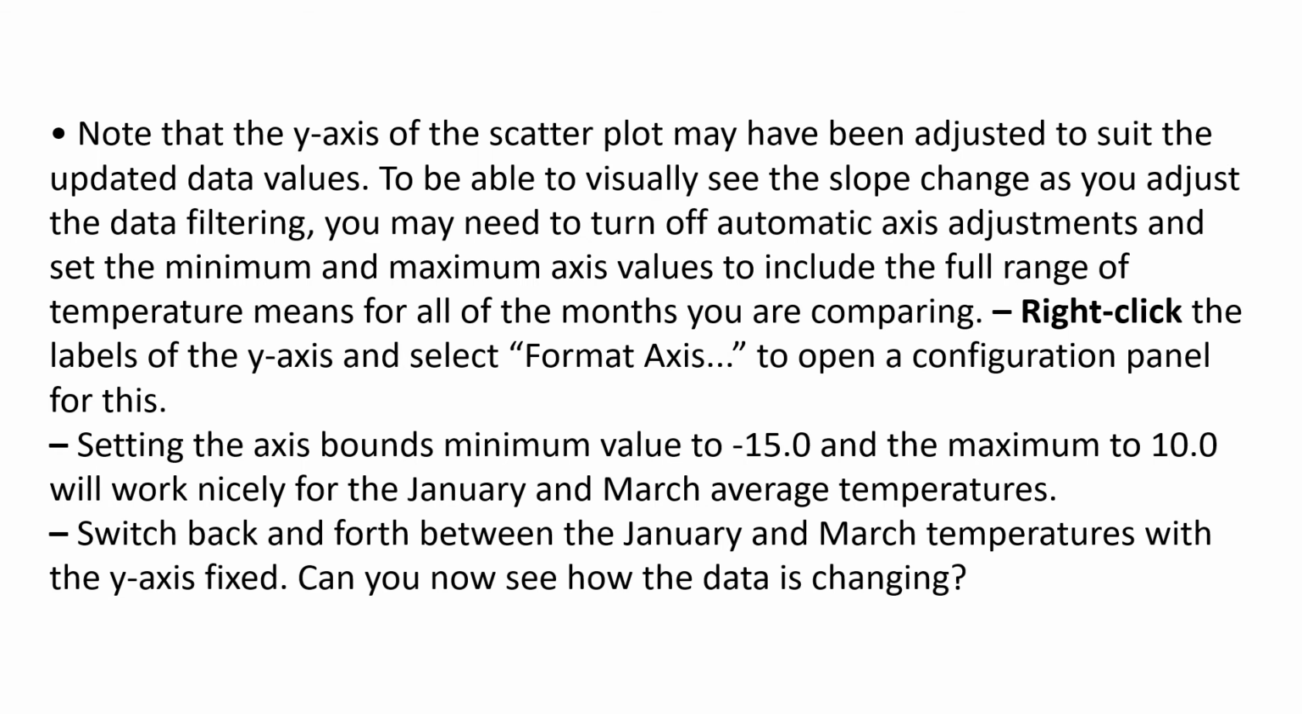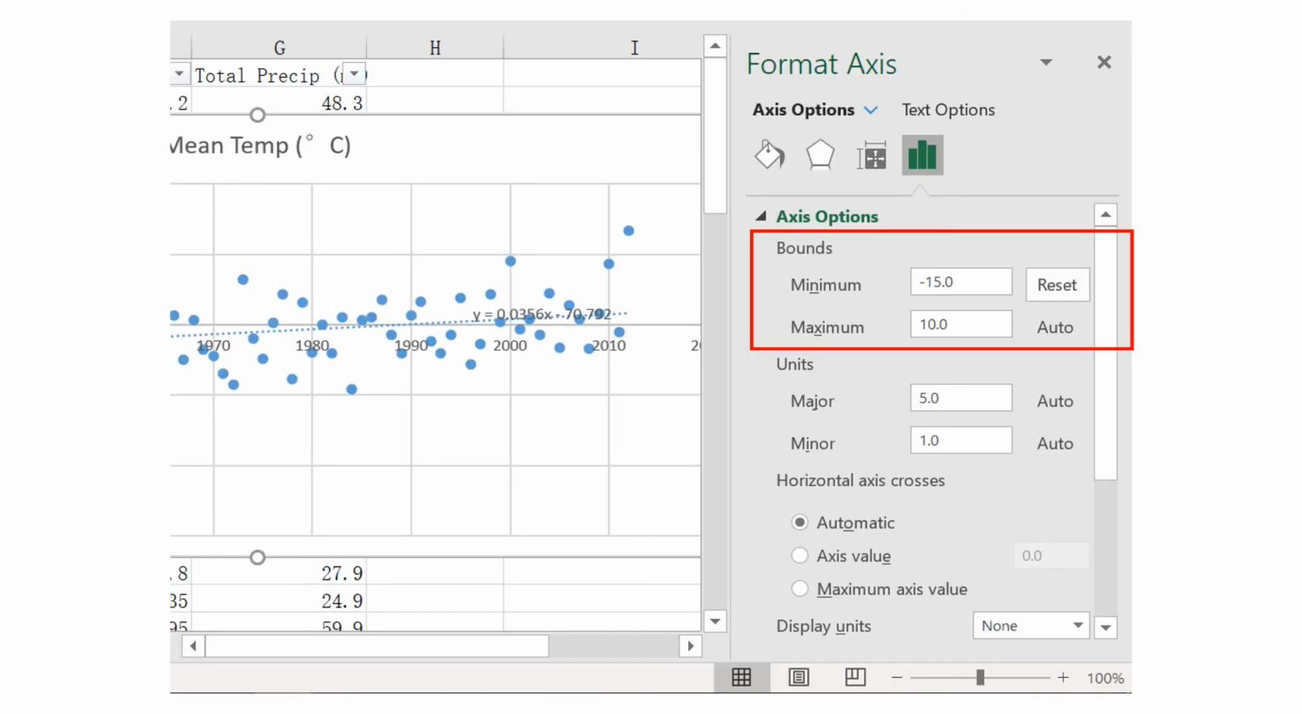Right-click the labels of the y-axis and select Format Axis to open a configuration panel for this. And you can set in the axis bounds the minimum value and maximum value. Then switch back and forth between the January and March temperatures with the y-axis fixed. Can you now see how the data is changing? In the red box, you can adjust your minimum and maximum values.